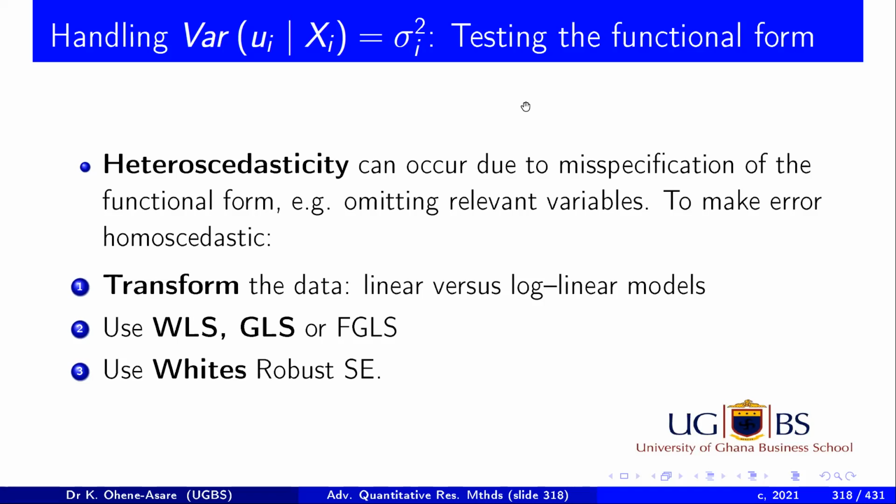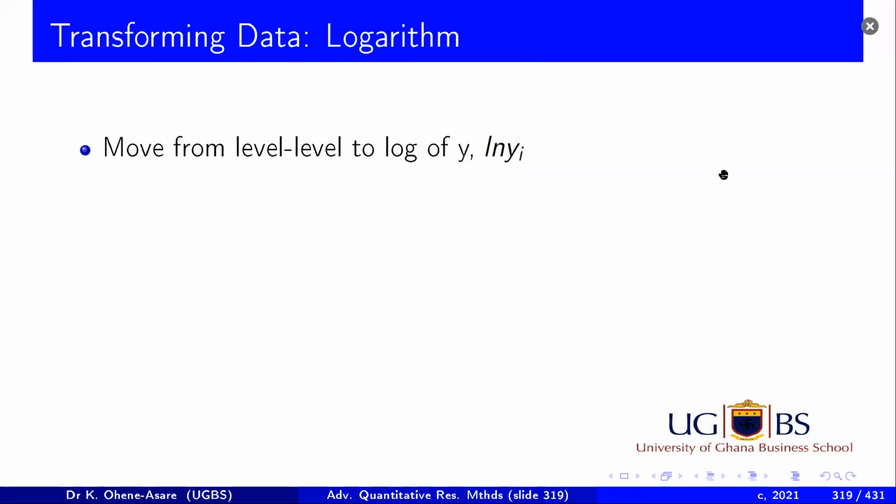Well, ladies and gentlemen, there are 3 ways, and they are beautiful ways, by the way. These are enjoyable ways of dealing with that. One is to transform the entire data set. I'll go through that. Another is to use the weighted least squares, GLS or feasible GLS. I will go through that. And the other one is by using the White robust standard error. I will go through that. So, how do you deal with the situation? Transforming the model.